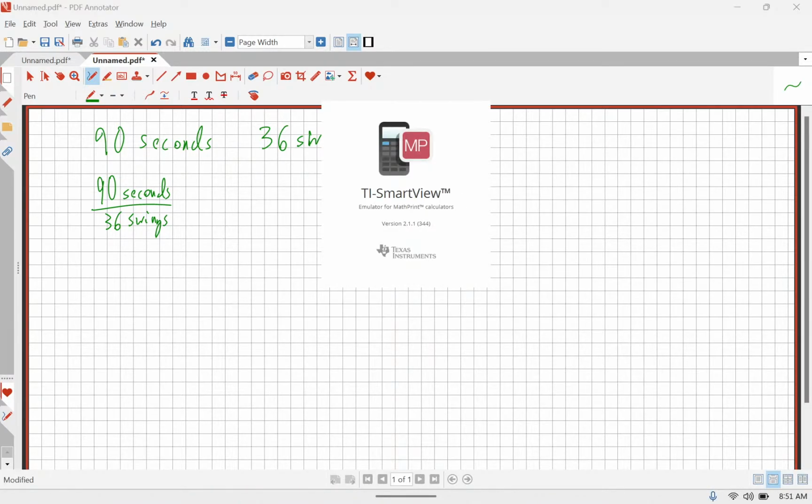TI SmartView emulator software for the TI-30X/TI-34 Multiview calculators, Texas Instruments, validating software license. Dot, dot, dot, dot, dot.